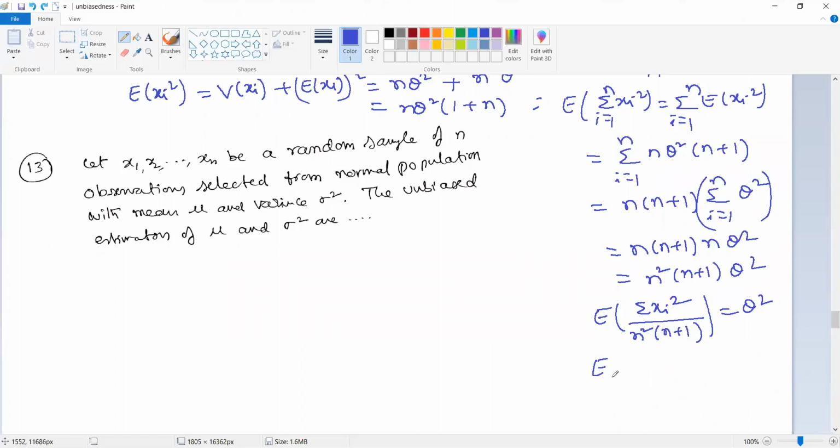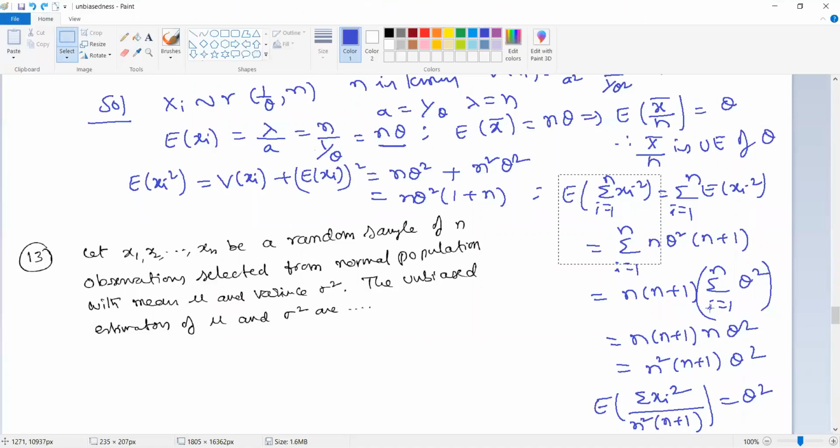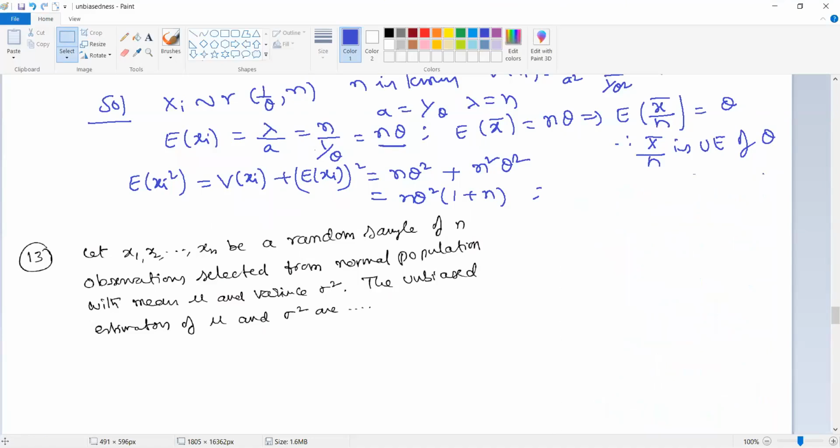Some correction is there in this one. There is a wrong process applied here, so I am deleting this one. This is the wrong process. Up to this point is okay. So expectation of xi square is equal to variance of xi plus E of xi whole square, n theta square plus n square theta square. So n theta square into n plus 1 here.